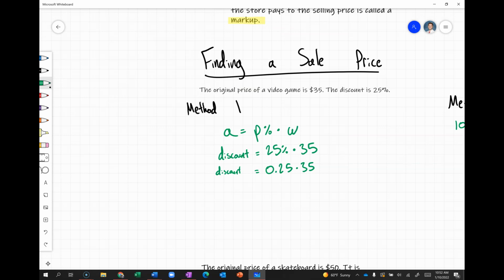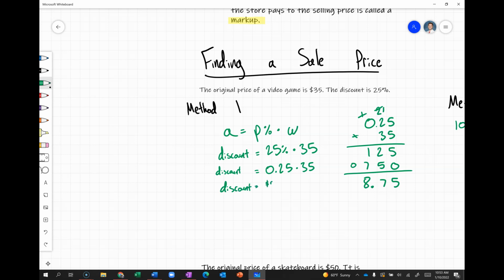So let's first look at finding the discount. A is equal to P% times W. The discount is equal to 25% of $35, or 25% times 35. So we could rewrite that as the discount equals 0.25 times 35, and then it's just a multiplication problem here. Three times 5 is 15, and 3 times 2 plus 1 is 7. So our discount is $8.75.